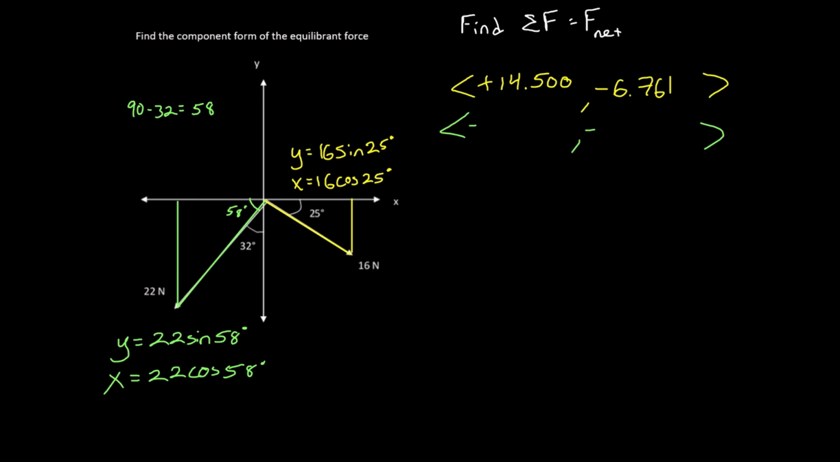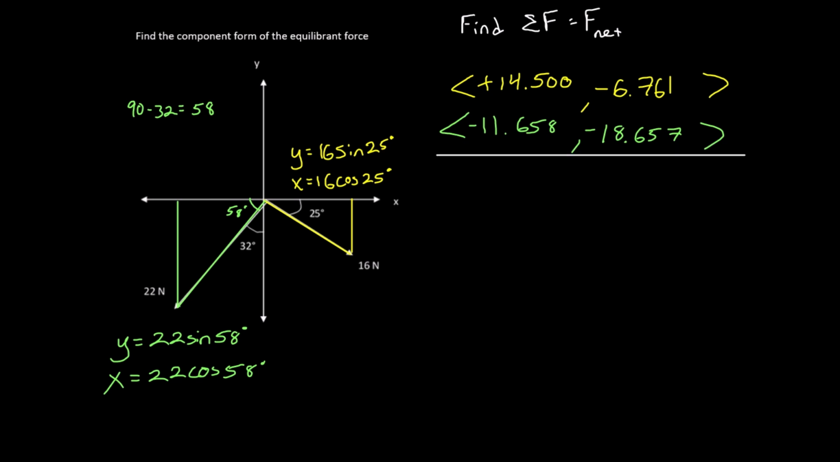We get an x component of, remember negative because it's to the left, 11.658, and a y component of negative, because we're going down, 18.657. So if I want to find the net force of all of this, I've just got to add it up. Let's go ahead and add it up.